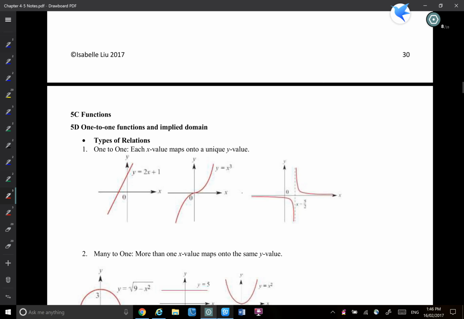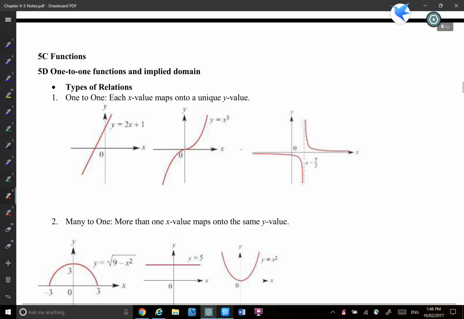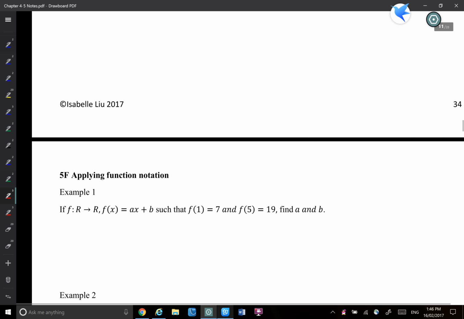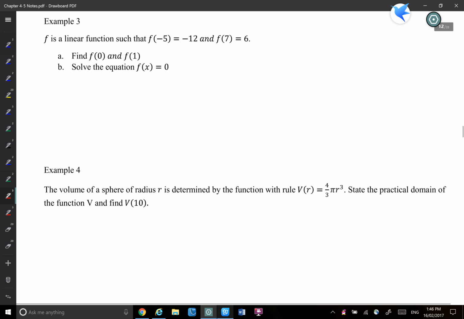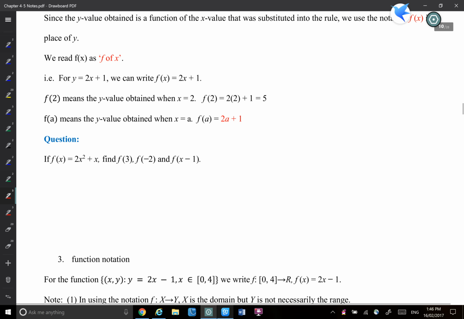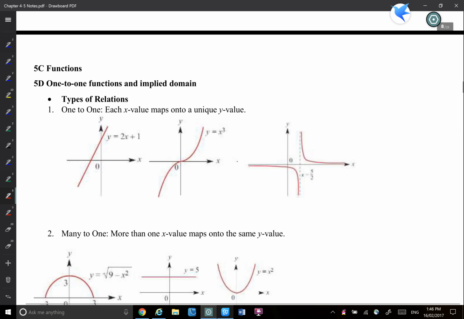Okay, next page please. Okay, if I finish this, I'm aiming to finish the next 3 exercises and we will go back to chapter 4.